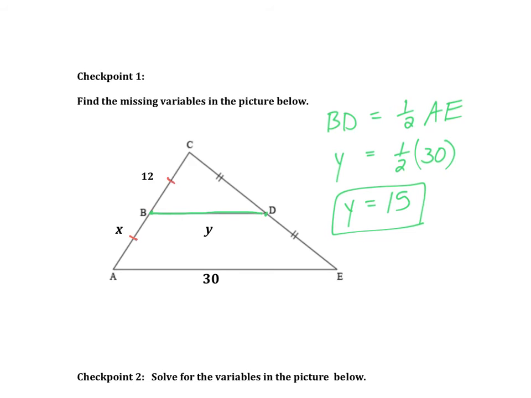Okay, and then over here to find X, if you look at the picture, since B is a midpoint, X would have to be 12. Because the midpoint means it cuts in half, and each side would both be 12.